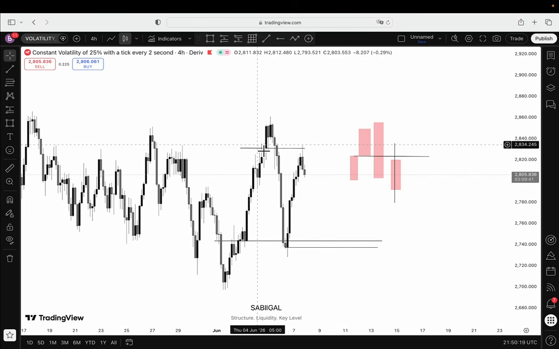What do I mean by breakout? Let's just say break of structure now, the first key level in that direction.